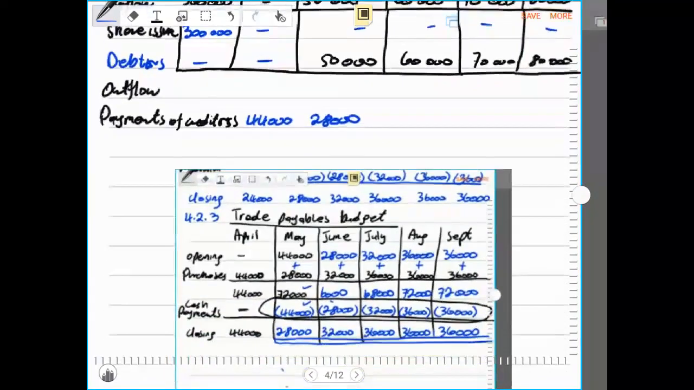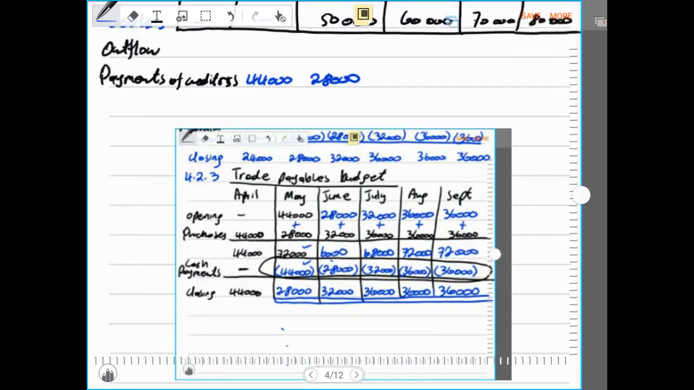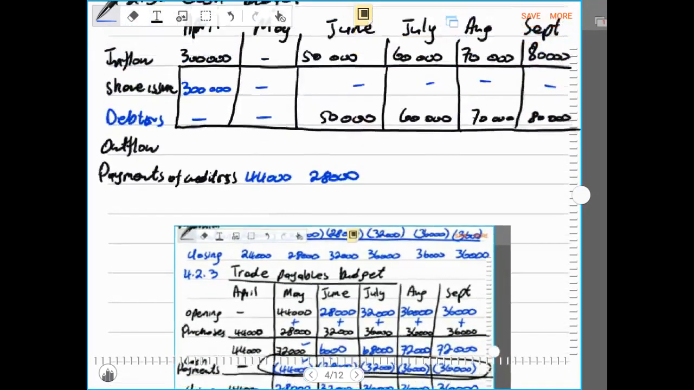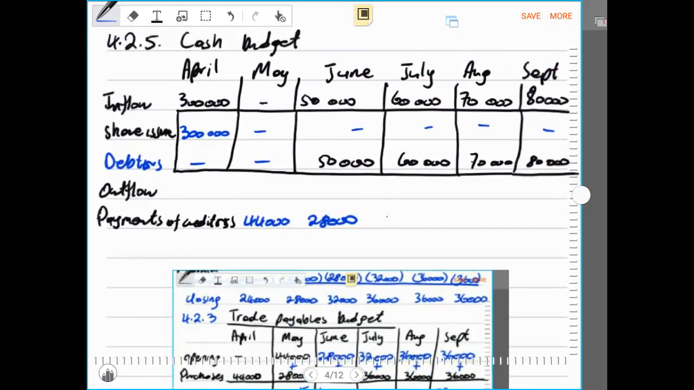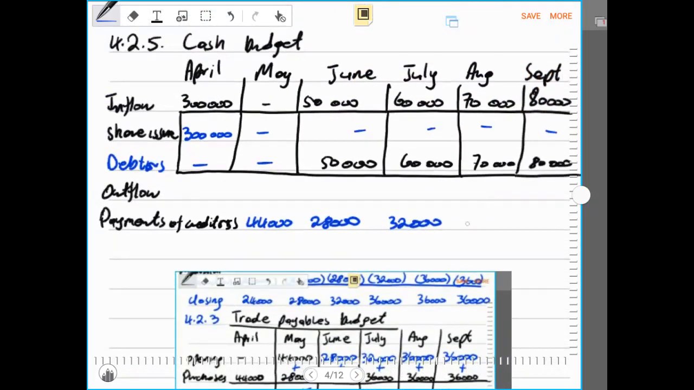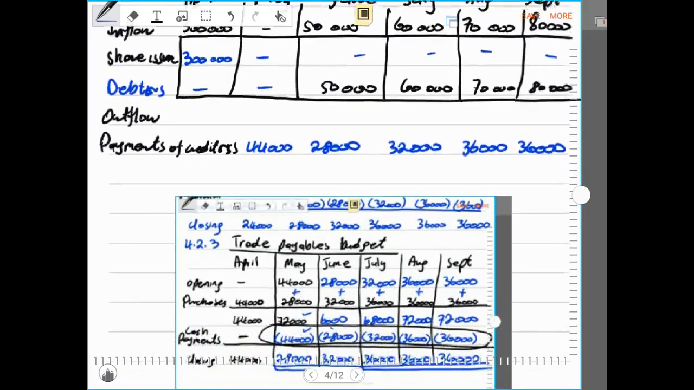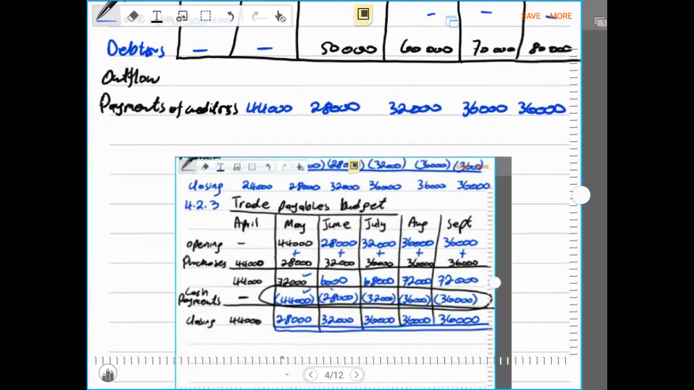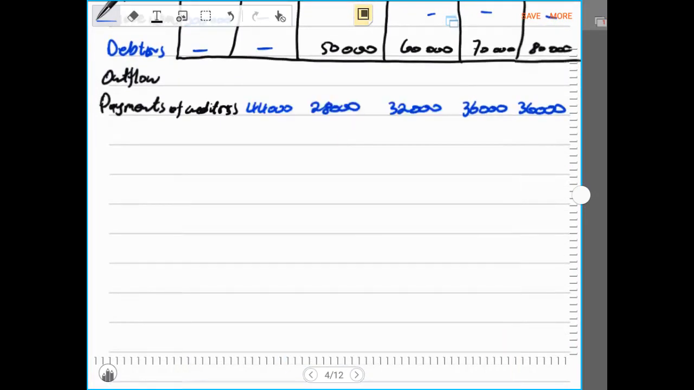There was a payment of 32,000 in the month of July. There was a payment of 36,000 in August and 36,000 in September. So we record 36,000 in August and 36,000 in September. So now these payments we have accounted for. Then I can delete that.